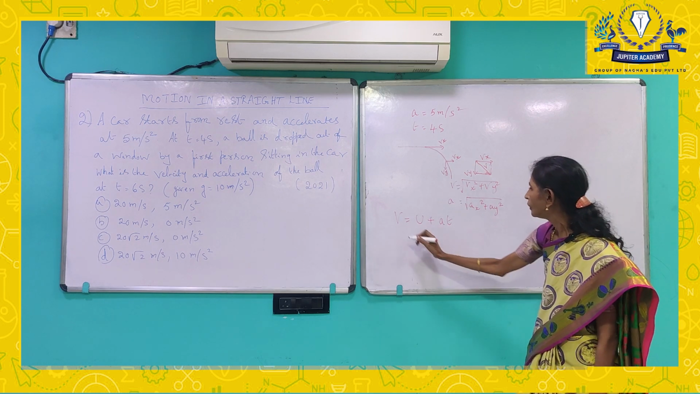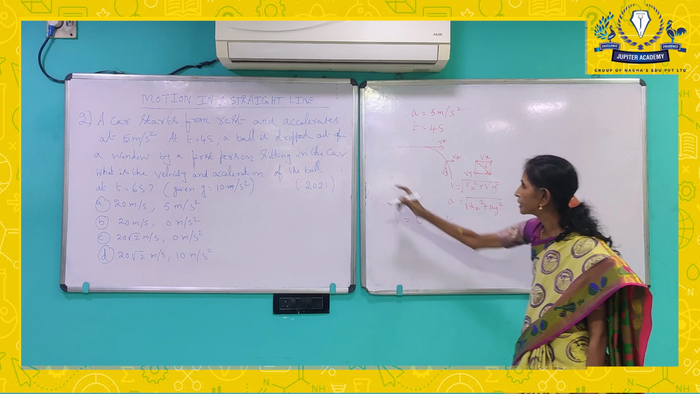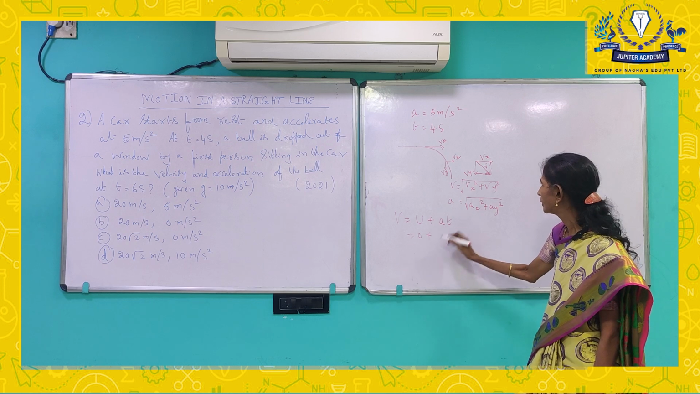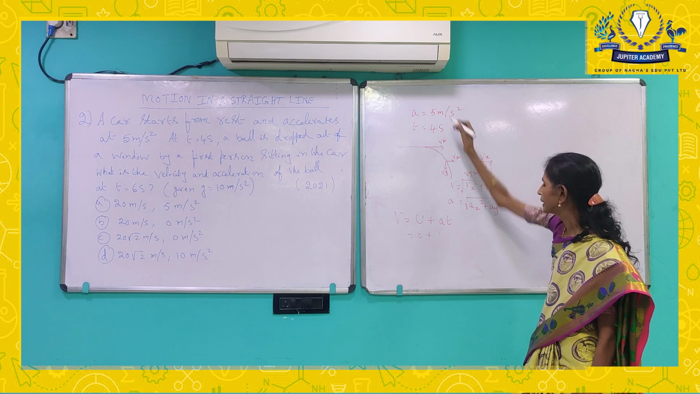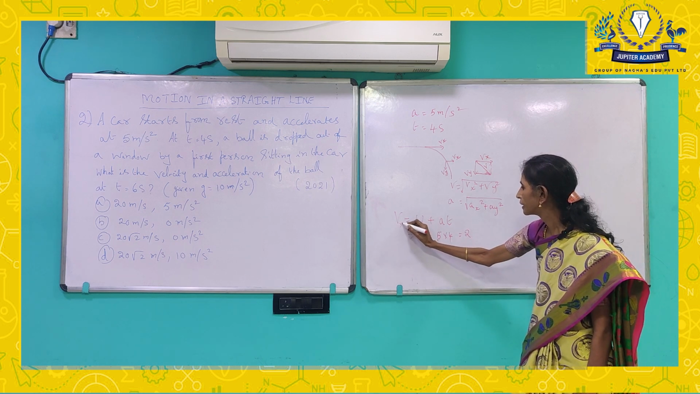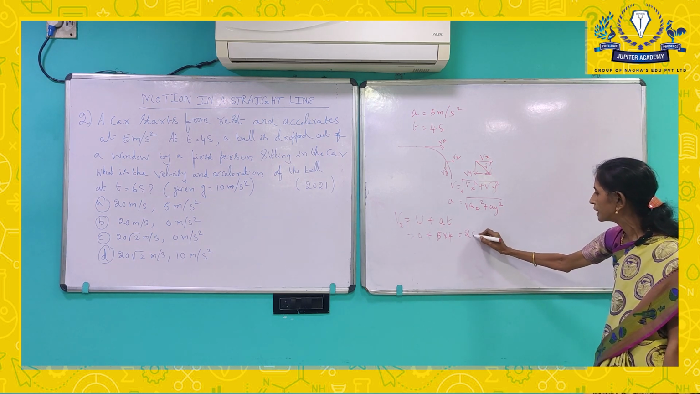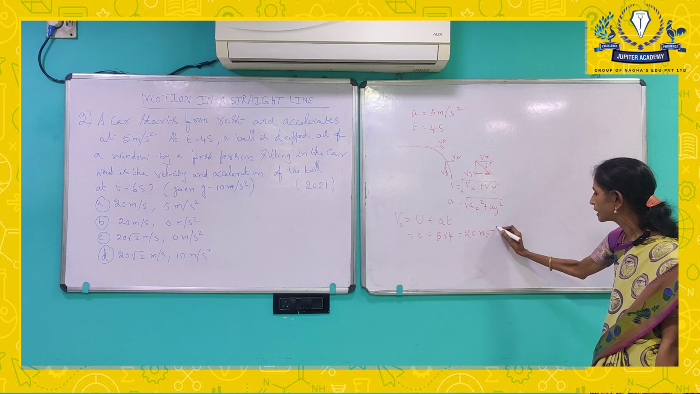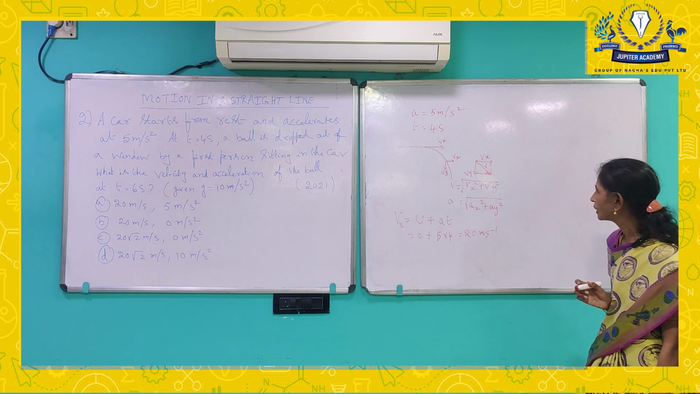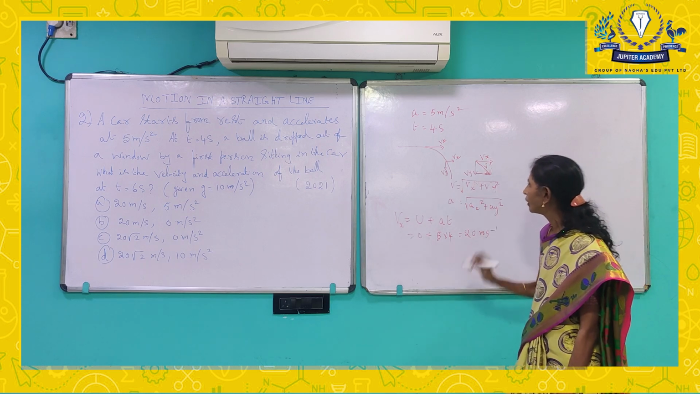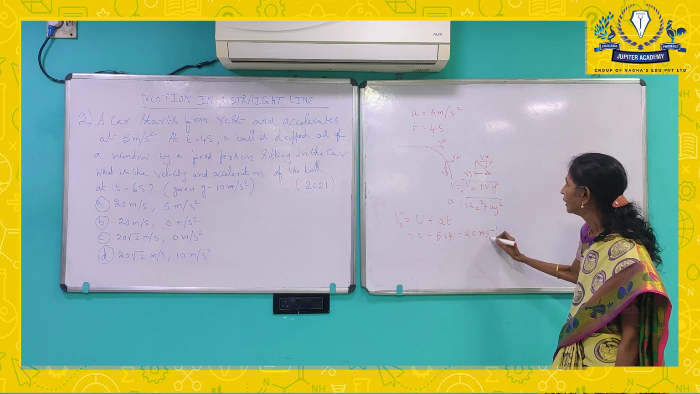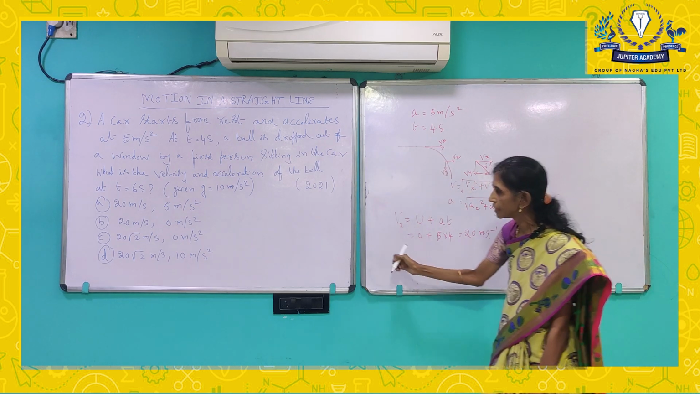Here U is 0 because the car starts from rest. So 0 plus, acceleration is given as 5, time is 4. So this is Vx. Vx is nothing but 5 fours are 20, 20 m/s. So we got Vx. Now we can get Vy. Since Vx is 20 meter per second, the ball keeps moving horizontally with the same speed.